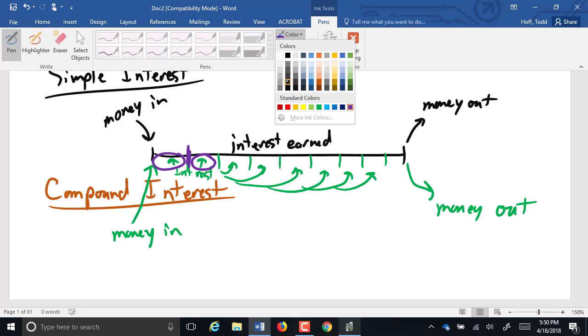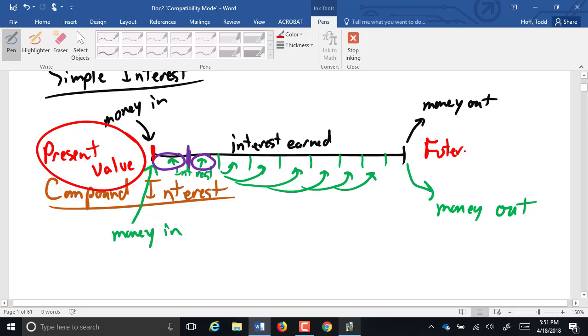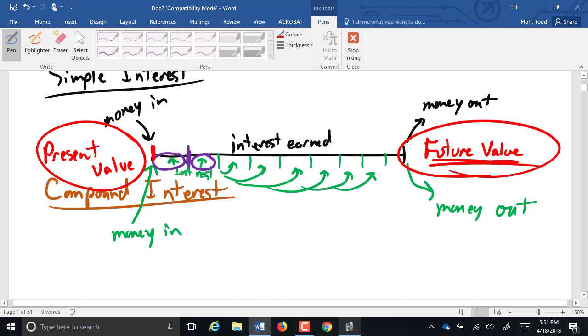So let's take some time here to develop some vocabulary first of all. The amount of money at the beginning of the term is called the present value. The amount of money at the end of the term is called the future value. And of course, the interest earned is referred to as the compound interest. So let's take a look at developing this formula.